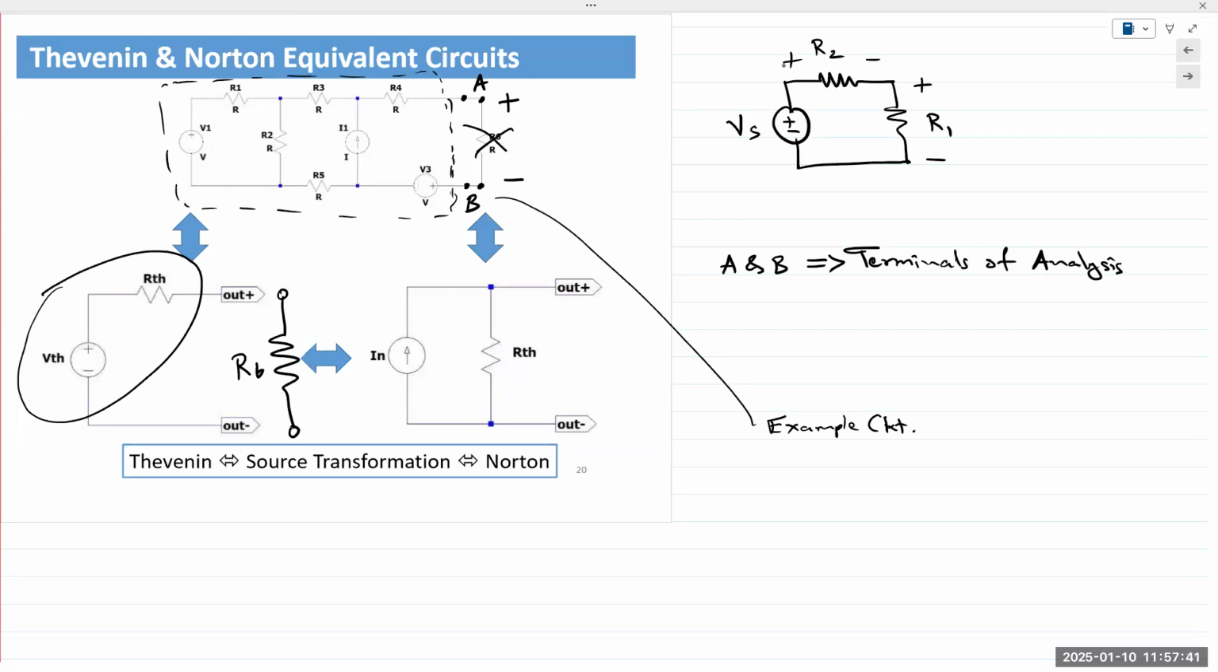You remove V1 and then mark those two terminals. Now V1 is gone, so it leaves behind two open terminals. You mark those, A and B, X and Y, Batman and Robin, doesn't really matter what you name it. But those are your terminals of analysis. In that case, we do not remove R6. Does that make sense? Right?